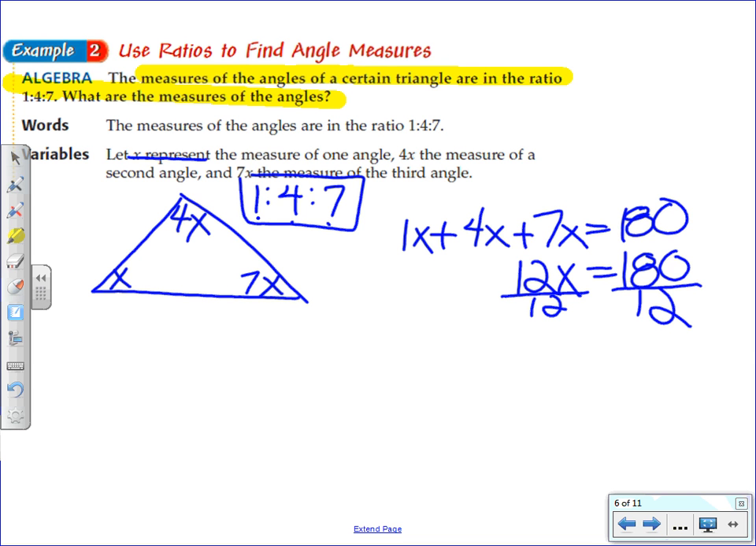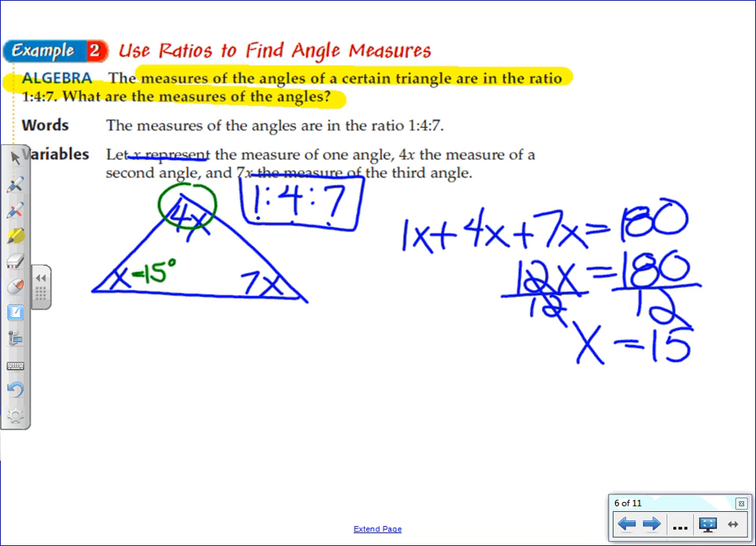And let me get my handy dandy calculator out because why not, right? 180 divided by 12 is 15. Thank you. Some of you probably already had that. I'm just a little slow here. So x equals 15. That means this measure right here is 15 degrees.